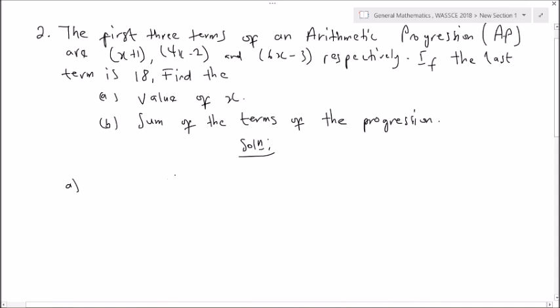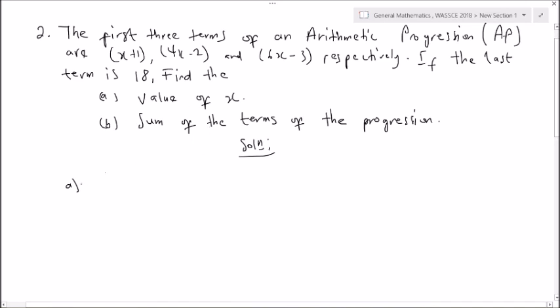In this video tutorial, we will look at solutions to question 2 of WASSCE 2018 General Mathematics. In this problem, we are given that the first three terms of an arithmetic progression (AP) are s plus 1, 4s minus 2, and 6s minus 3 respectively. If the last term is 18, you have to find the value of s, that's part A, and in part B, you have to find the sum of the terms of the arithmetic progression.